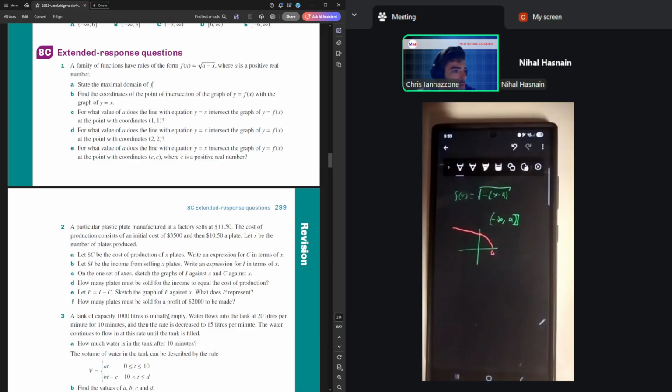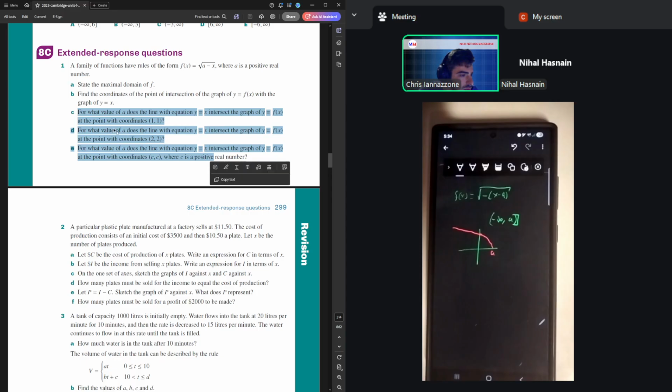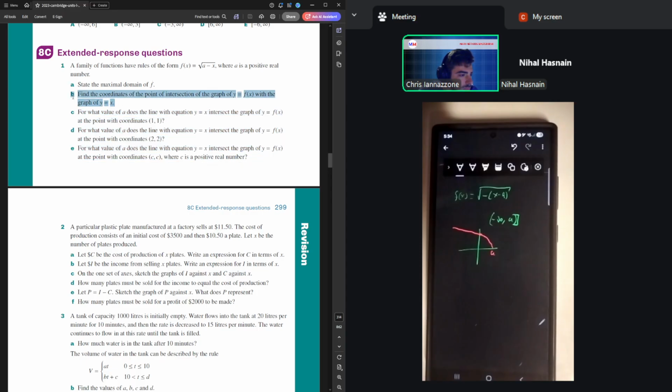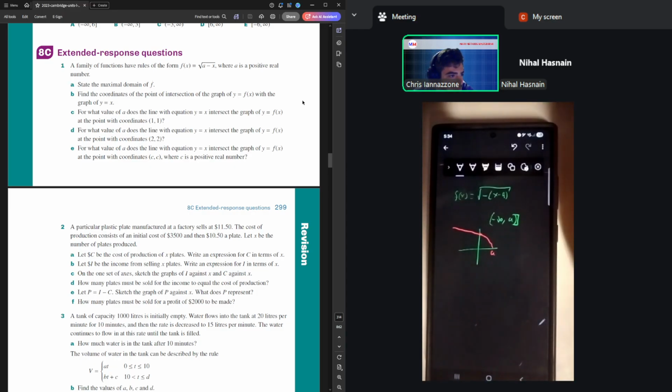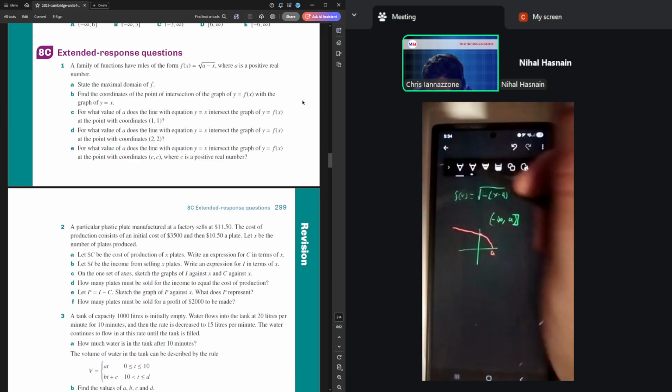Alrighty. Coordinates of intersection between the function and the graph of y equals x. Should we bother with this one? What's it going to lead into? Yeah, why not? So we'll get this one written and then we can probably talk about the rest of these more conceptually, if not solving them outright. So where does f of x intersect the graph of y equals x? What are we sort of considering to do for that?